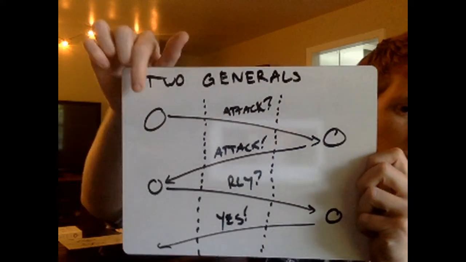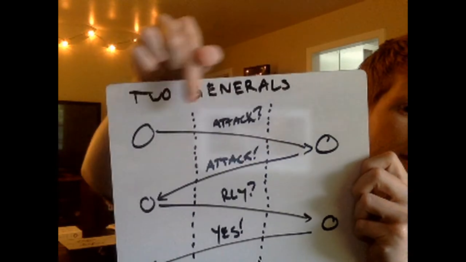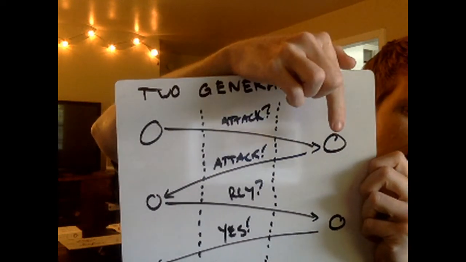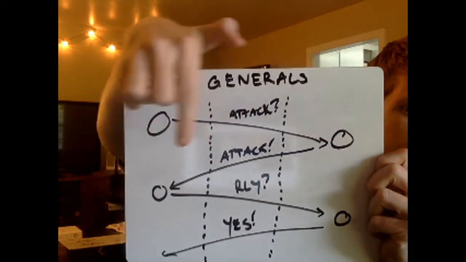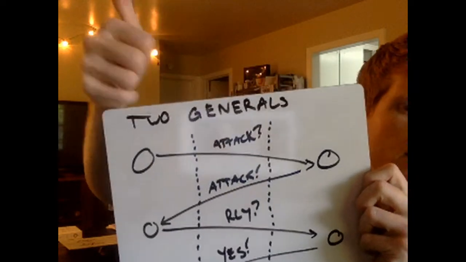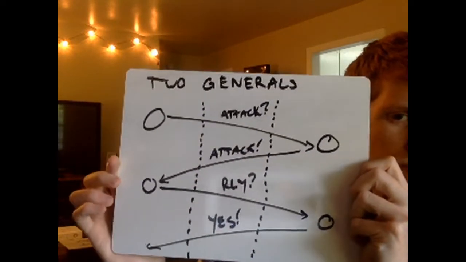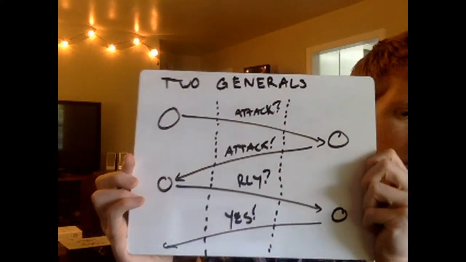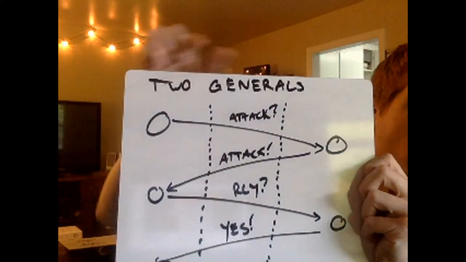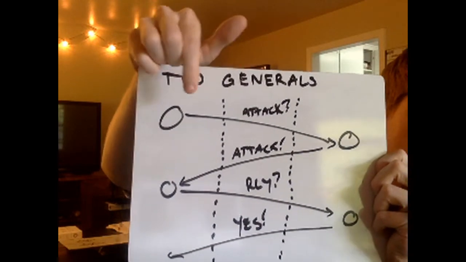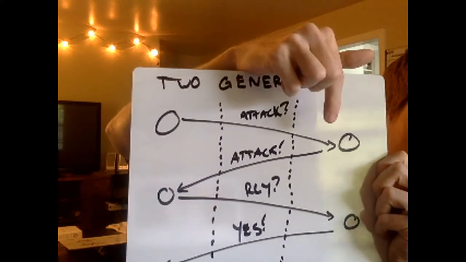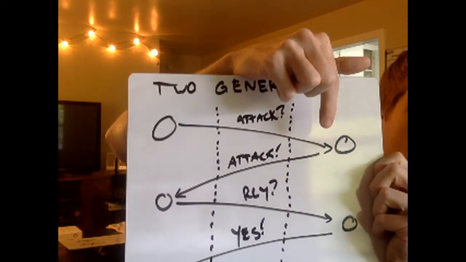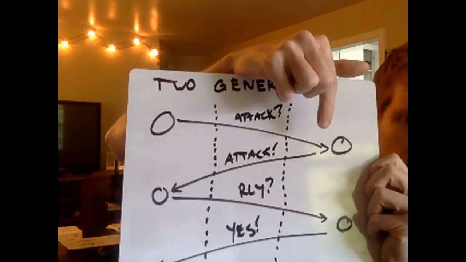So general number one sends his attack message, and general number two gets it, and he says, okay, yeah, I'm ready to attack. Let's attack. And he sends it over, and you would think, great, you've acknowledged the attack, you can go. But the problem is that any one of these couriers could get killed. And so the person that sends this message doesn't actually know if the courier makes it there. So you can never get a reliable acknowledgement of your message.